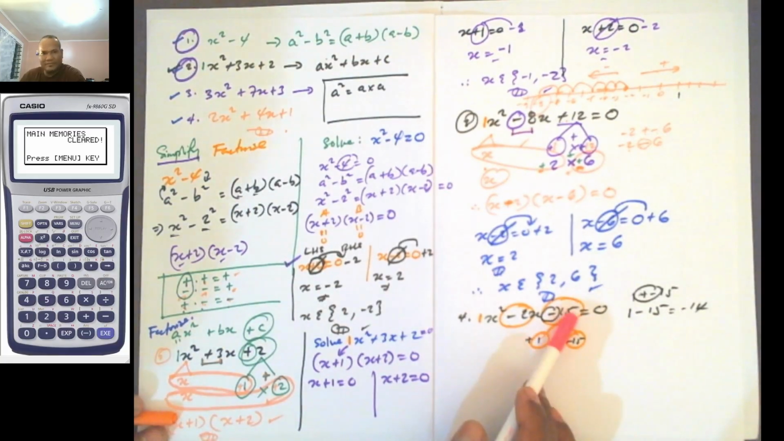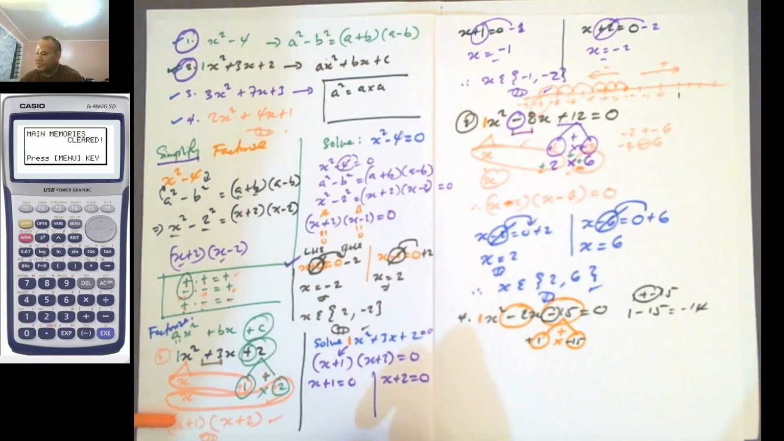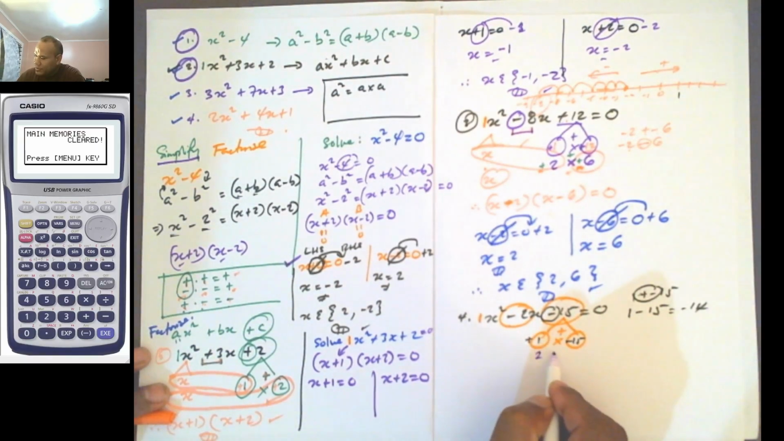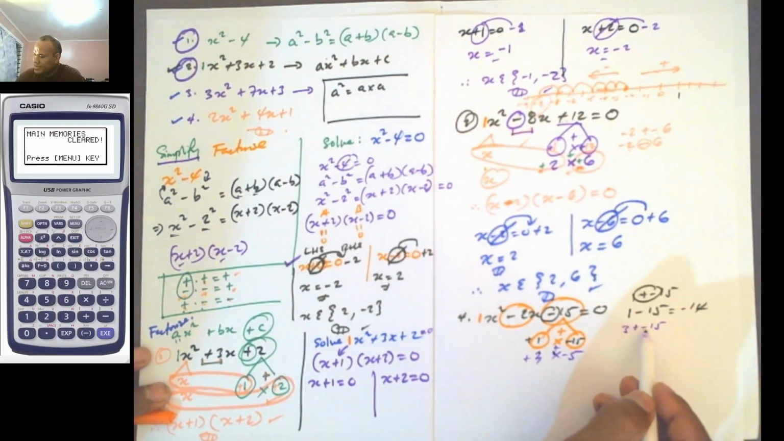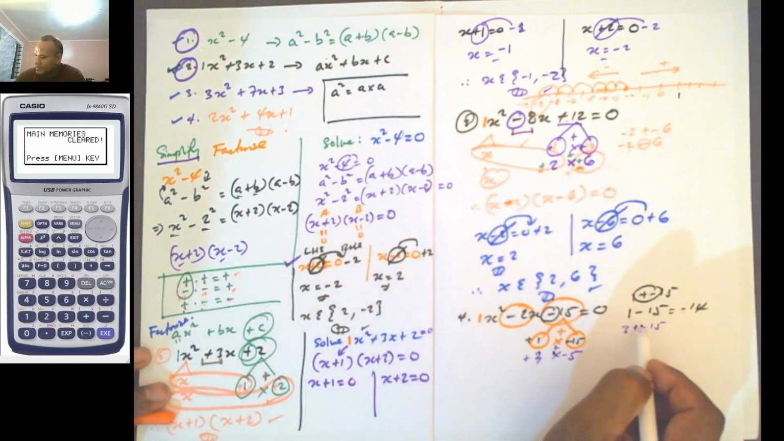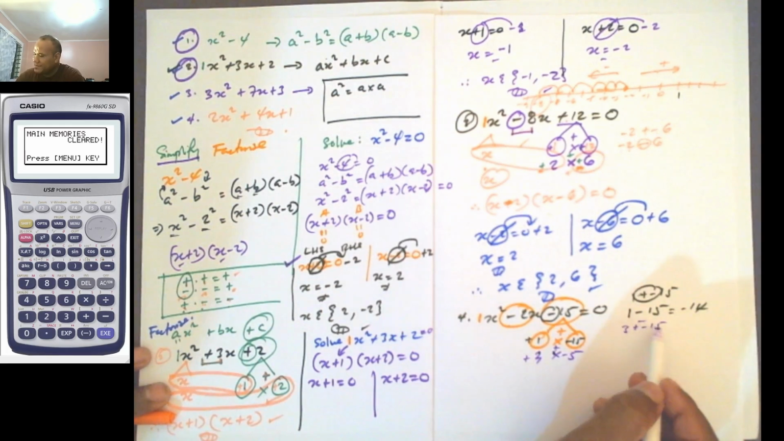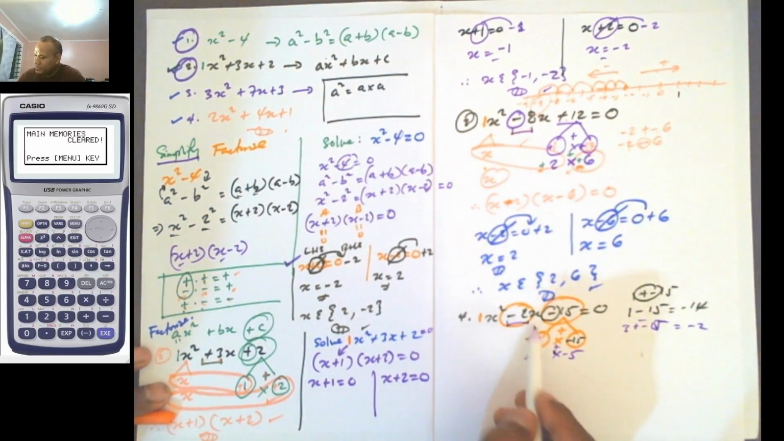What else? Can 2 go to 15? No. Can 3 go to 15? Yes. 3 times 5 is 15, but this is negative, so one is positive and one is negative. Let's multiply them. Positive times negative is negative. 3 times 5 is 15. Okay, add them: 3 plus negative 5 is minus 2. Is this minus 2? Yes.